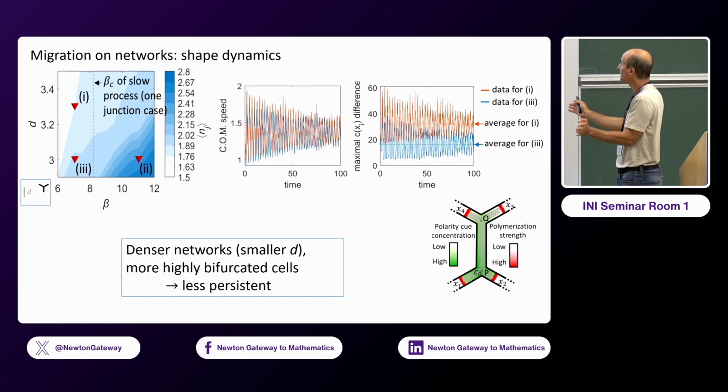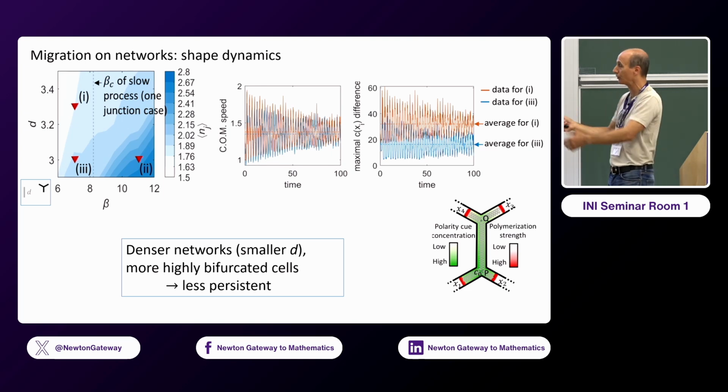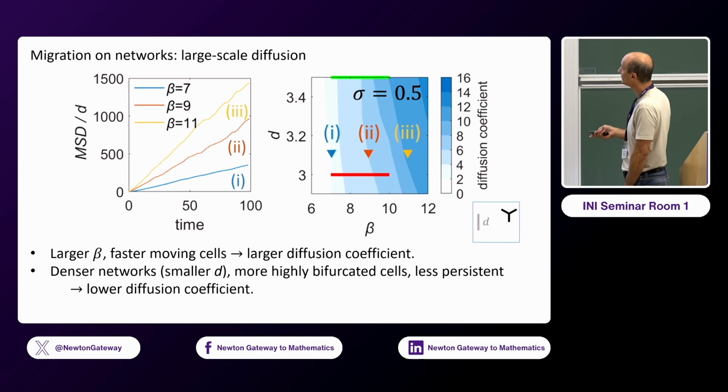If you have more arms, you have more competitors for this polarity, and that means that indeed the average maximal difference of this polarity cue between any edge points along your cell is on average smaller than if you have fewer arms. So the more arms you have, the less polar you are. It's more difficult for you to polarize. You get more easily trapped. It's more difficult for you to go on moving. You're less persistent. And you can see that in the effect on the diffusion coefficient.